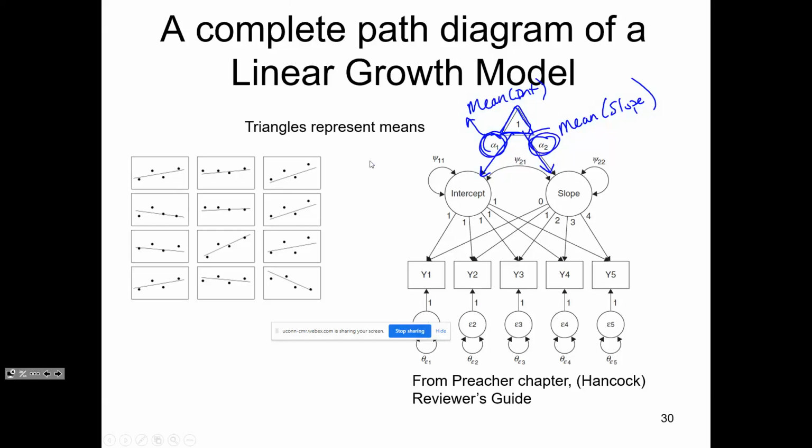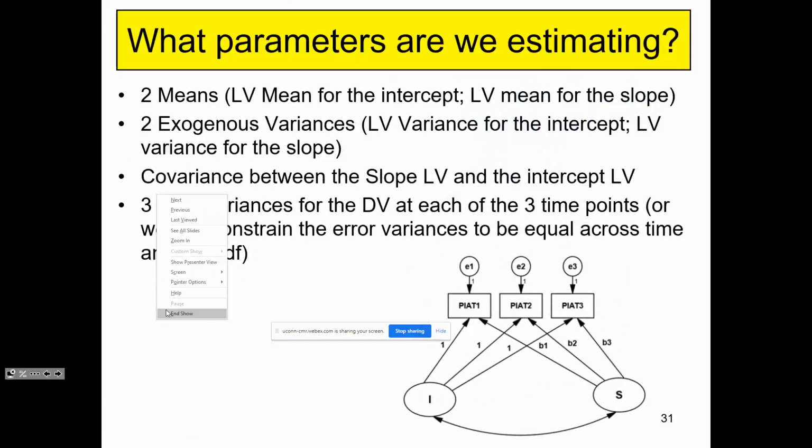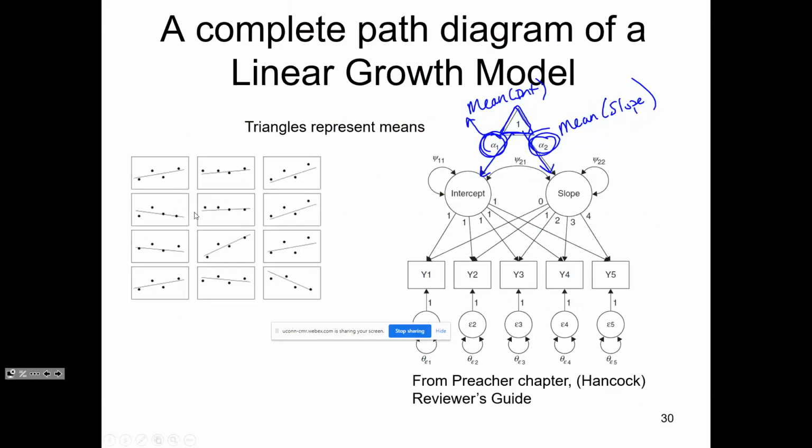Is that always a triangle with one in it? Yeah. And it makes sense because if you think about it, with the intercepts, these are ones. It's like the intercept for the latent variable mean and the intercept for the latent variable slope. So yeah, it's always going to have a 1 in it. Okay.